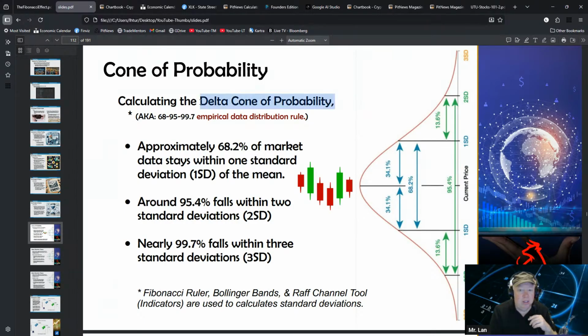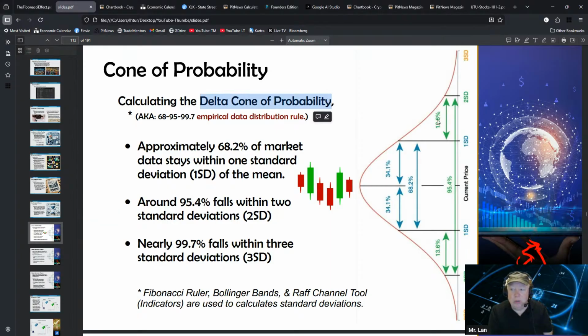And so I call it the delta cone of probability, because that is based on the delta of options trading. All right. So that's where it comes from. So I don't need to use that big word. I just use the word delta because it comes from options trading. We call it delta, and it's the delta cone of probability.